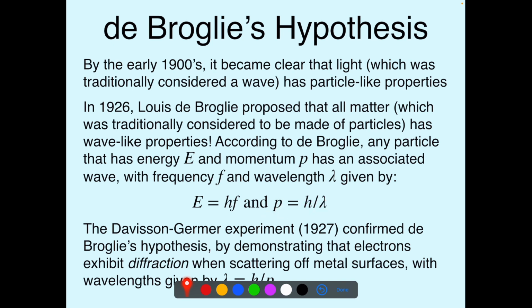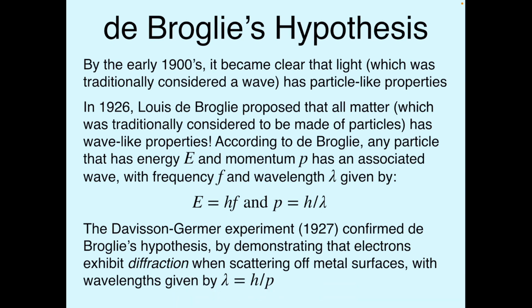P is the momentum, lambda is the associated wavelength, and h is Planck's constant. So energy is associated with frequency somehow, and momentum is associated with wavelength. Okay, that's de Broglie's hypothesis.